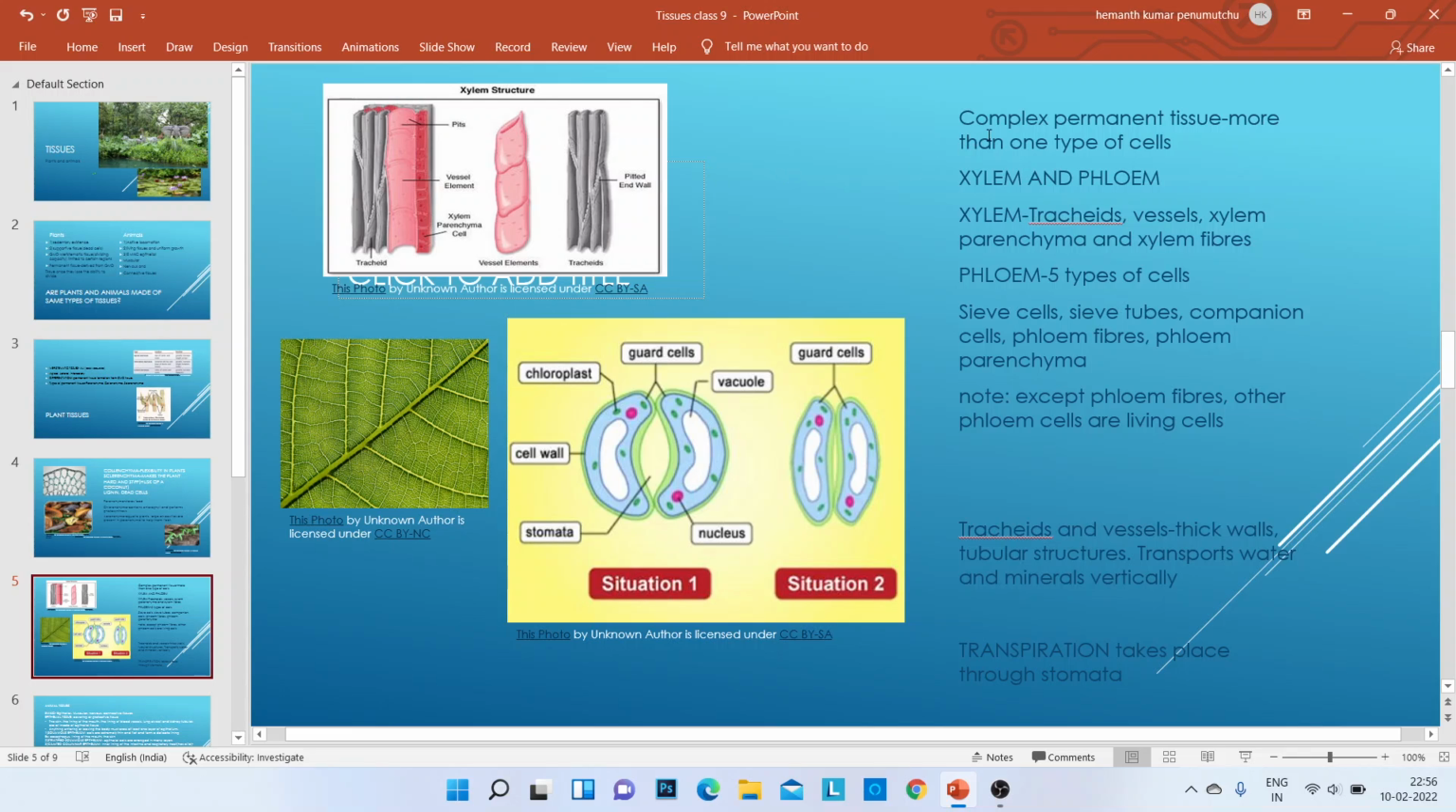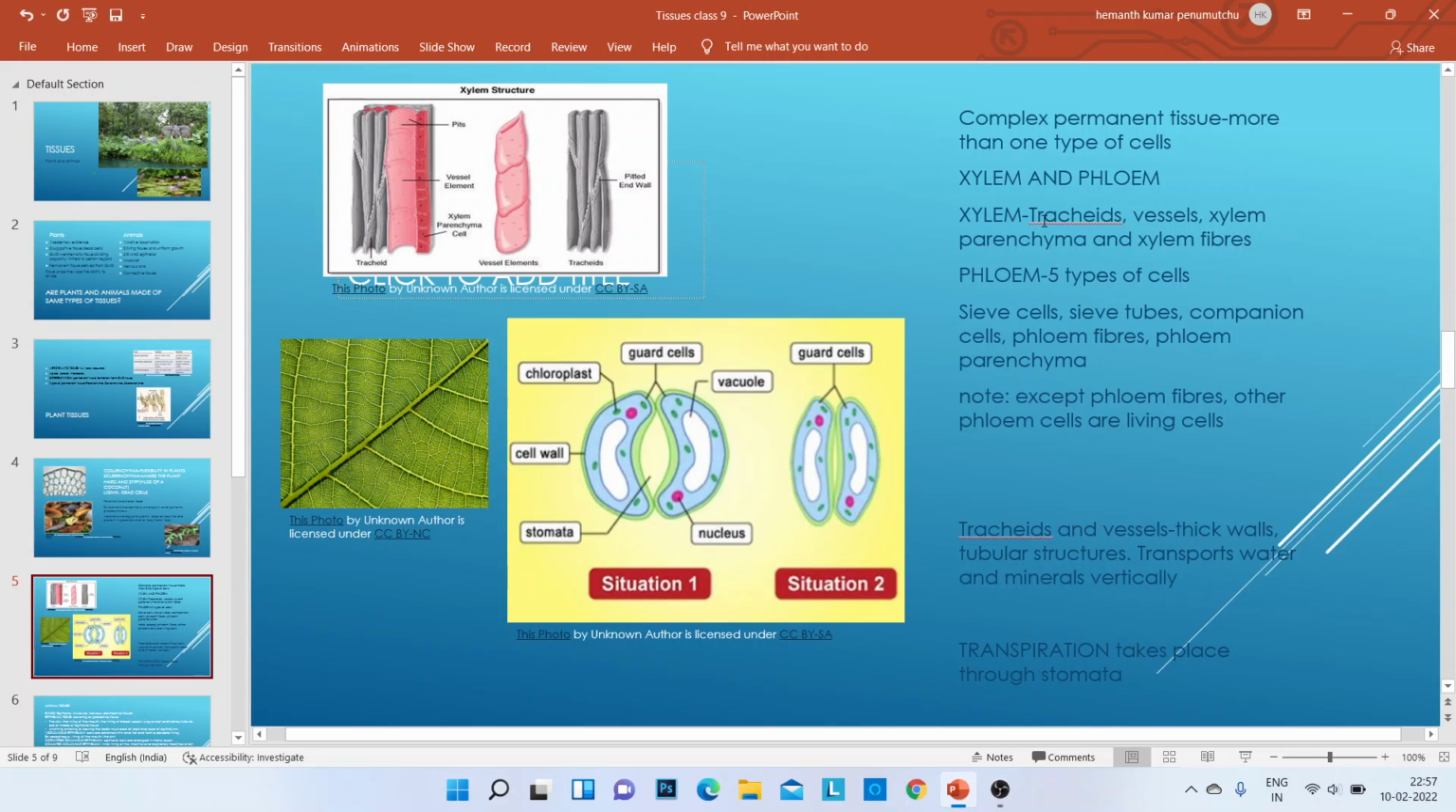Another type of permanent tissue. We have seen simple permanent tissues: parenchyma, sclerenchyma, collenchyma are the simple permanent tissues. Now we will see complex permanent tissues in plants. In complex permanent tissue, we will see more than one type of cell, not one type of cell but more than one. Xylem and phloem are the best complex permanent tissues we can give as examples.